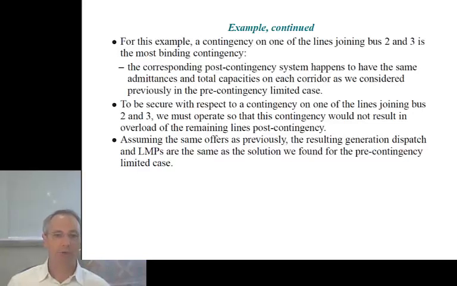But here, for this system to be secure with respect to a contingency on one of the lines joining bus 2 to 3, we'd need to operate so that this contingency would not result in an overload of the remaining lines post-contingency. If we assume the same offers as previously and note that the other lines have very much greater ratings, so the corresponding post-contingency constraints are not binding for outages of other lines besides one of the lines on the corridor from 2 to 3, what we find is that the resulting optimal dispatch and LMPs are the same as the solution we found for the pre-contingency case.